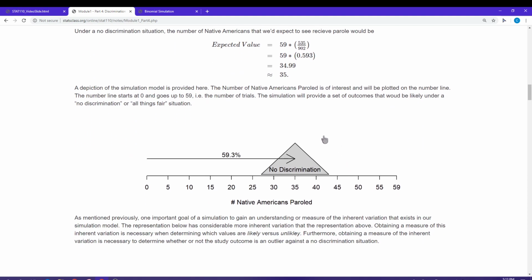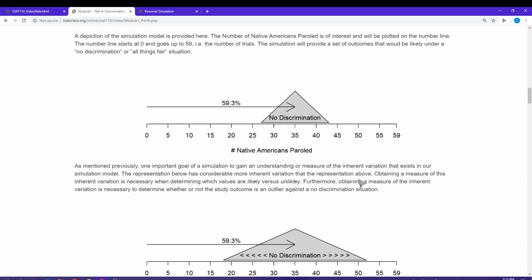So here's what our simulation model would look like here. The label on the x-axis is just going to be the number of Native Americans paroled. That can range from 0 all the way up to 59 here. My no discrimination situation is going to be at 59.3%. So again, the middle of that, or the expected value, should be right around 35. Now certainly if they would have paroled 34, that is within the realm of no discrimination. Or if they would have paroled 37, that would have been within the realm of no discrimination.